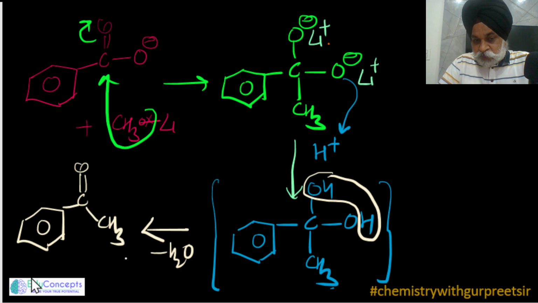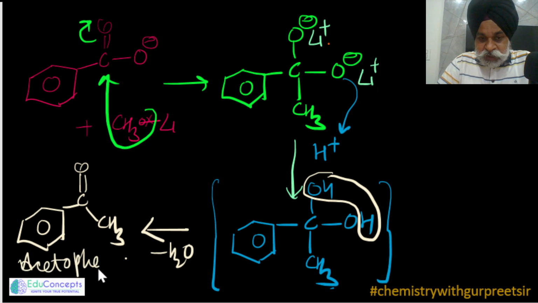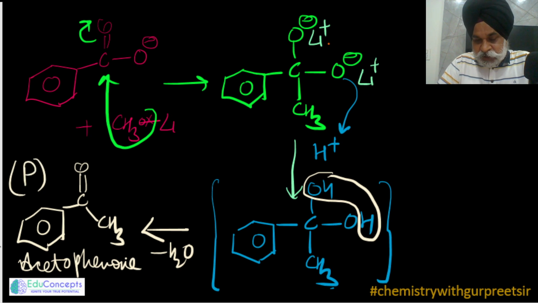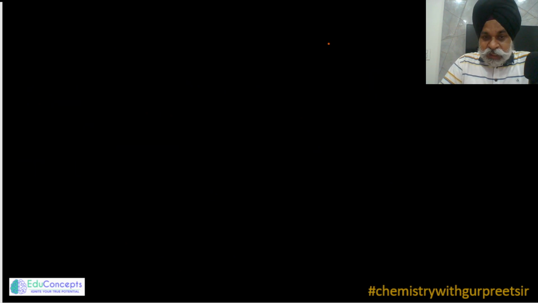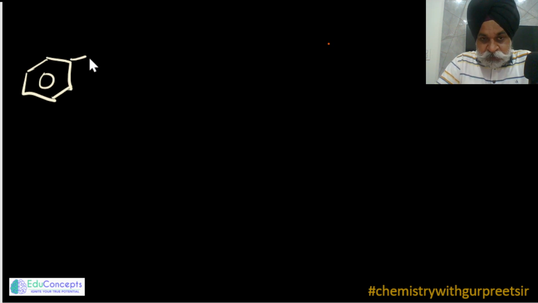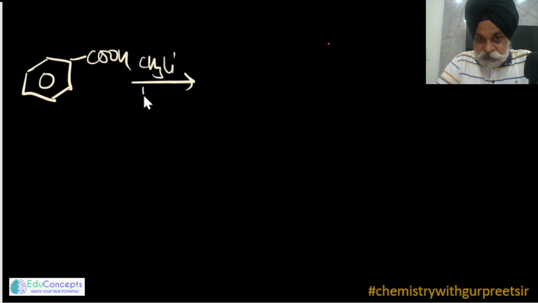So what compound is this? This is called acetophenone. So you get a ketone as the final product, which we are referring to as P in this particular question. So what answer did I get? When benzoic acid is treated with excess methyl lithium followed by hydrolysis, I get a ketone.